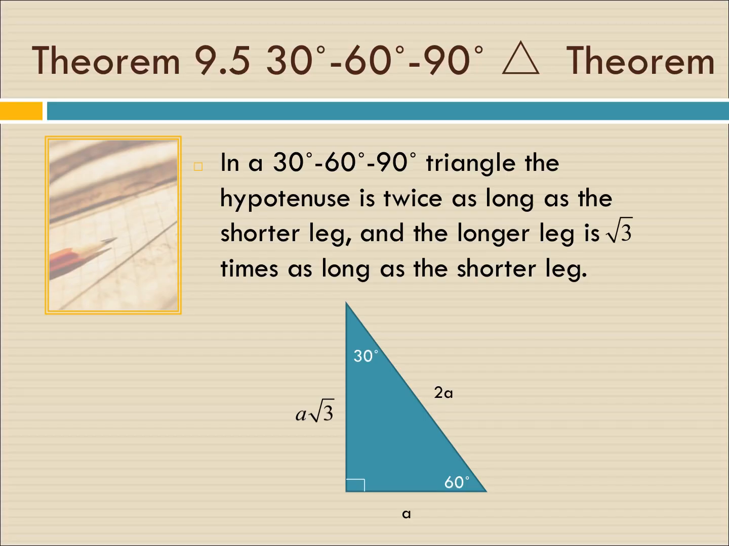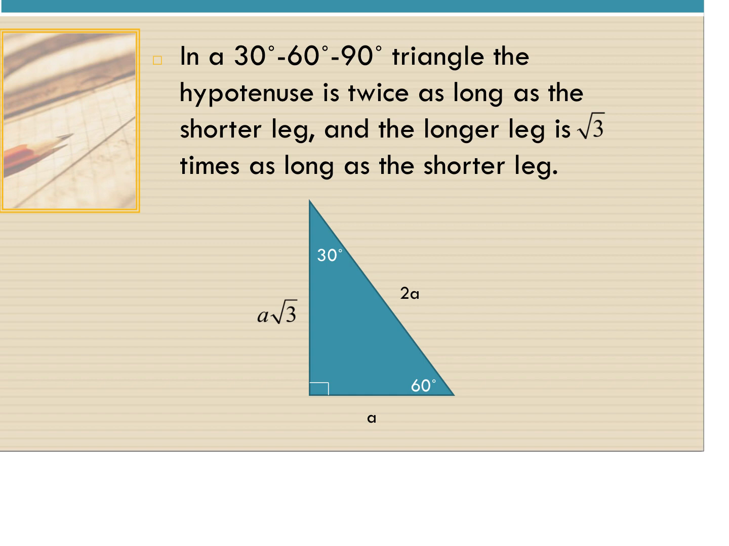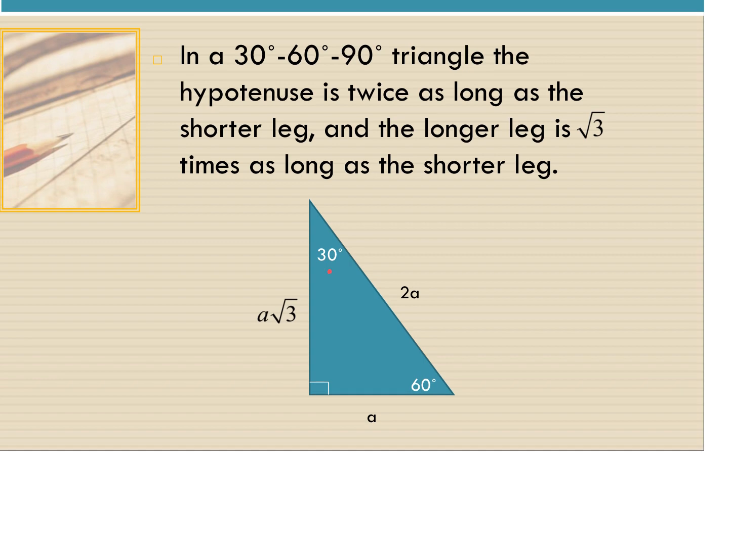Okay, the next special case, and this is the last one, is a 30, 60, 90. In a 30, 60, 90 triangle, the hypotenuse is twice as long as the shorter leg, and the longer leg is the square root of 3 times as long as the shorter leg. So what we do for 30, 60, 90s is we make the side opposite the 30 degrees the shortest side, because that's the smallest angle. Do you guys agree with that? That has to be your little a, and then everything else follows from there.